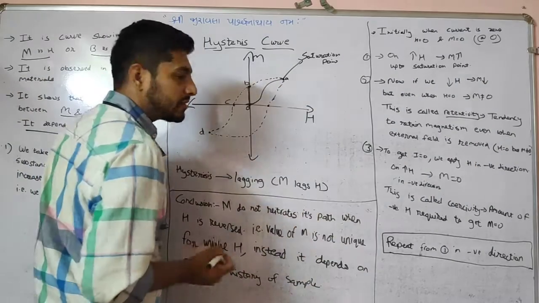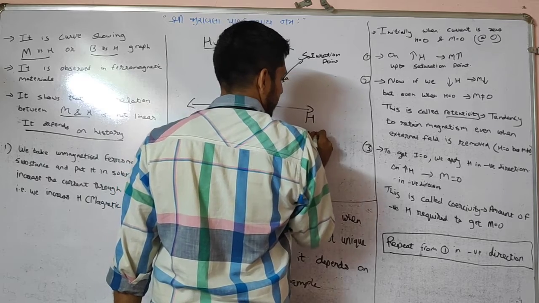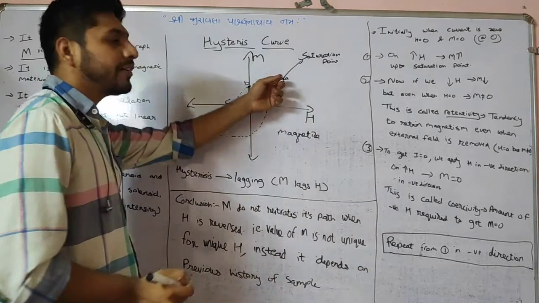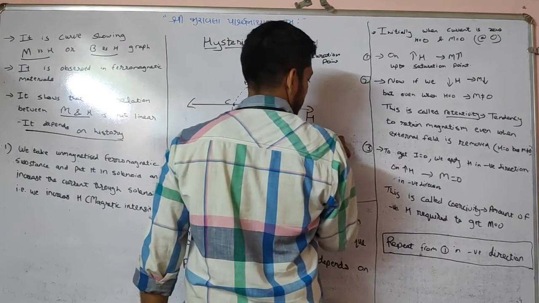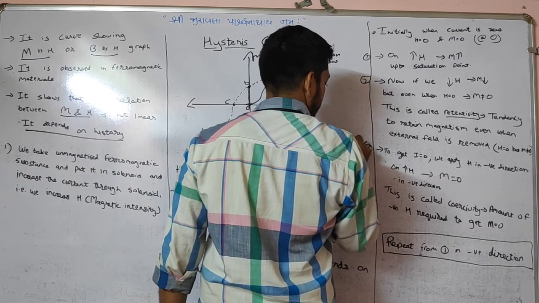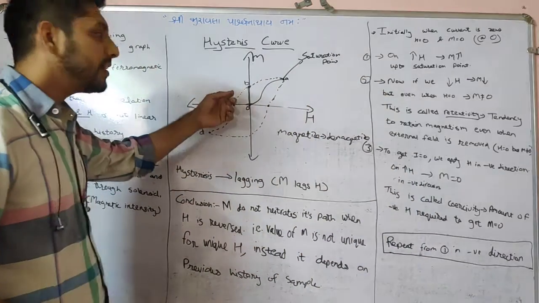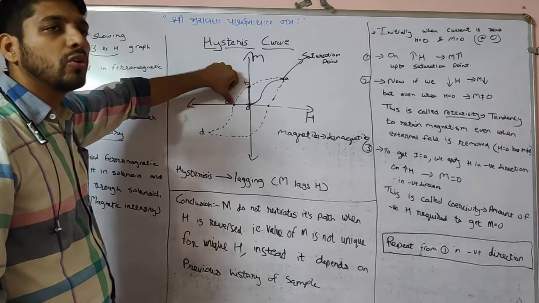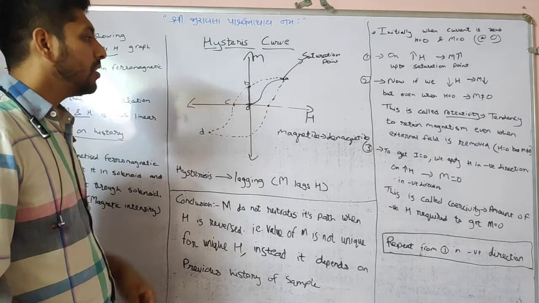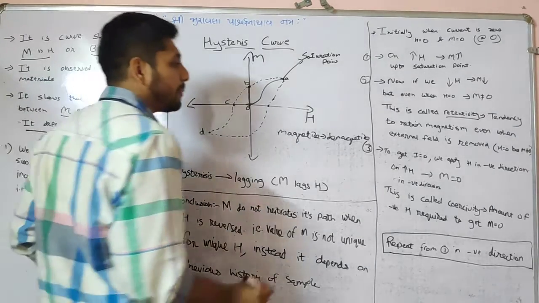We try to magnetize the material. We magnetize the material. Then what did we do? Then we demagnetized it. Then what did we do? We demagnetize it, which means the magnetic field should be 0. Internal magnetic field is 0. Then what did we do? We magnetized it in the negative direction or in the opposite direction.